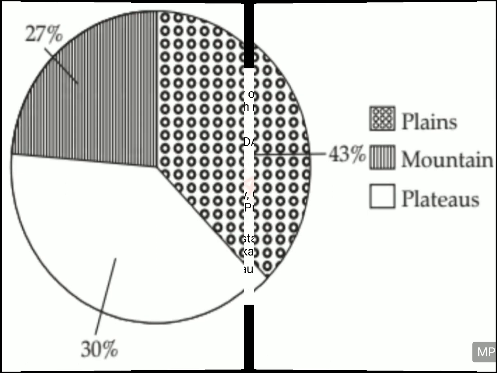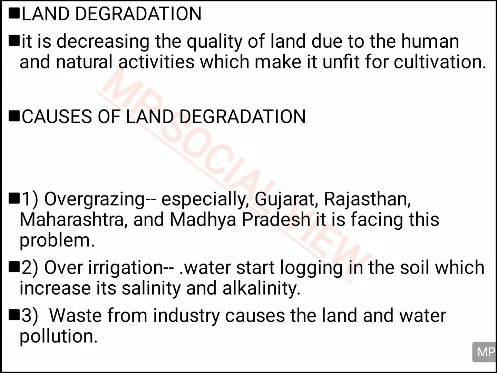So let's discuss now land degradation. So what is land degradation? It is actually decreasing the quality of the land. And this degradation of land, this decreasing of the quality and fertility of land, can happen for many reasons. It can happen because of nature and also because of human activity.